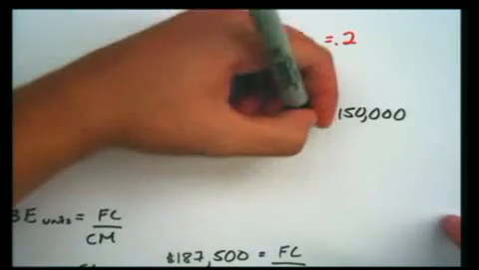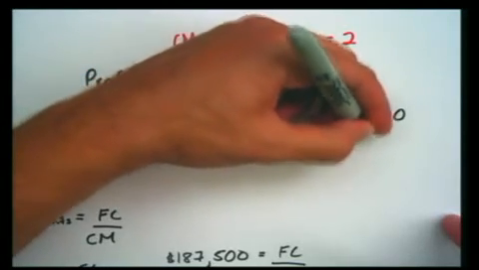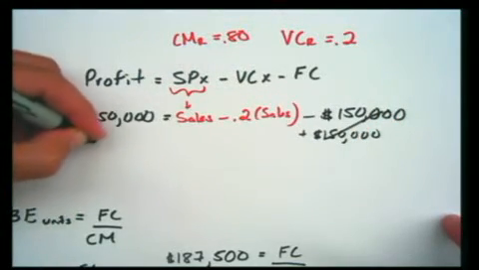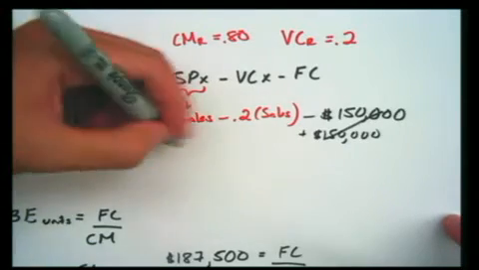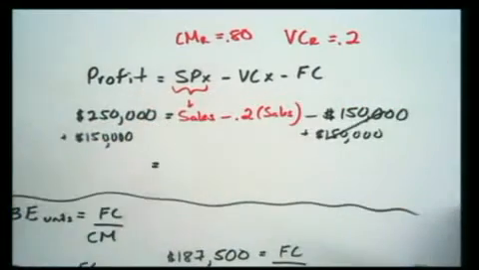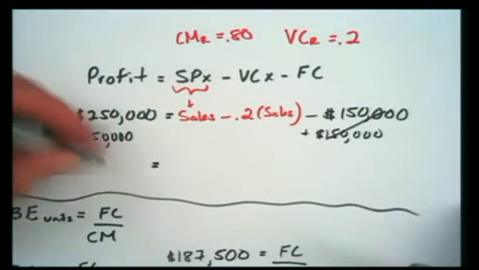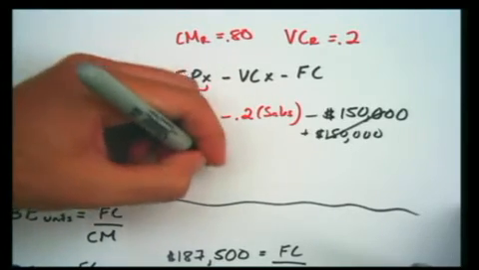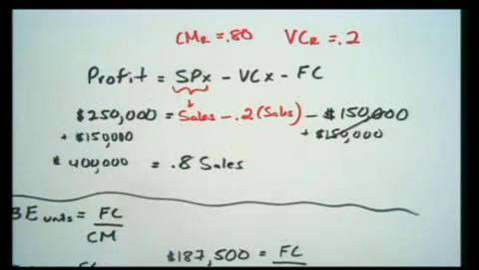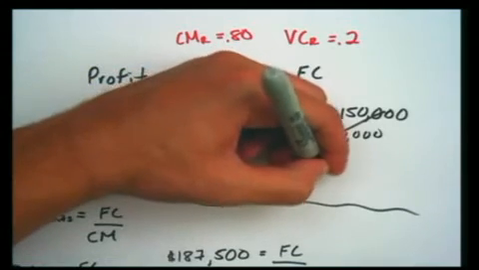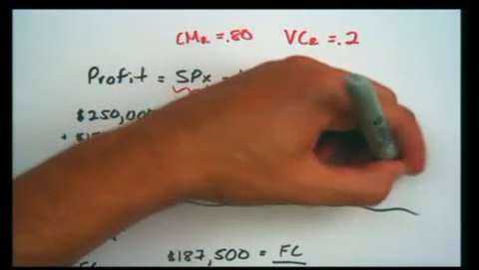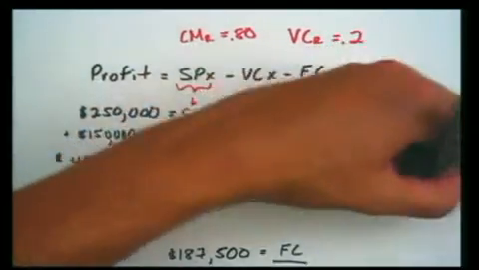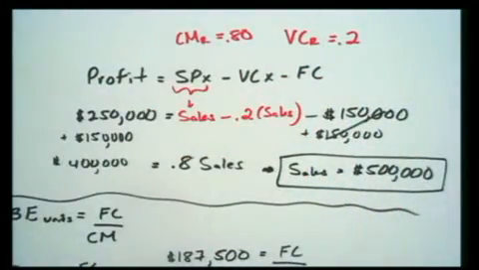Okay? So now we're going to add $150,000 to both sides. I should probably break these off. So up here we get $400,000 equals what? 0.8 times sales. Agreed? 0.8 times sales. If you divide both sides by 0.8, 400,000 divided by 0.8, you will get sales equal $500,000. Okay?